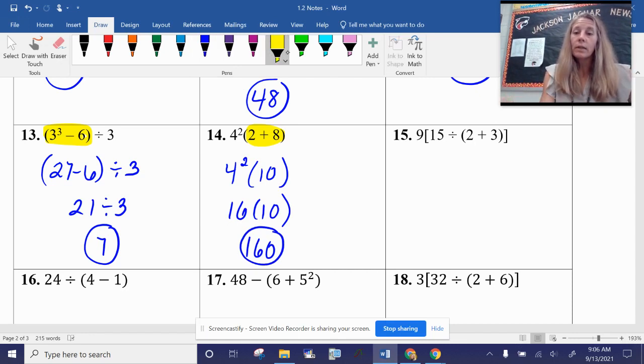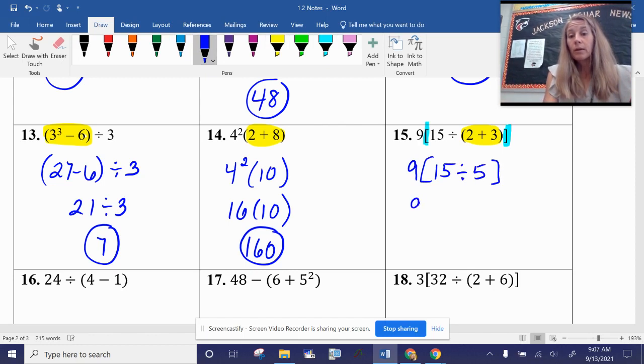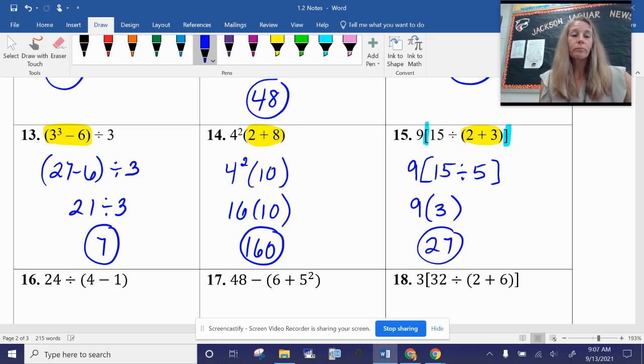Number 15, 2 sets of grouping symbols. So working with the inside there, right? So we have these brackets. So within the brackets, we're doing PEMDAS, right? So we're going to do that 2 plus 3 first, which is 5. Now we do that division. And now our grouping symbols really are not there anymore. There's nothing to do inside. And 9 times 3 is 27.